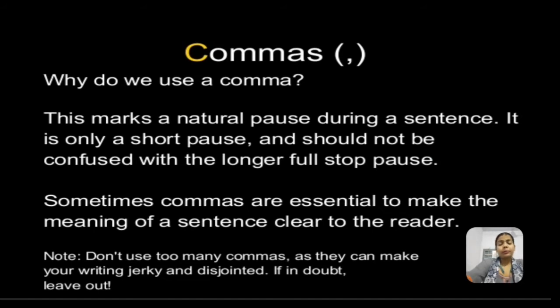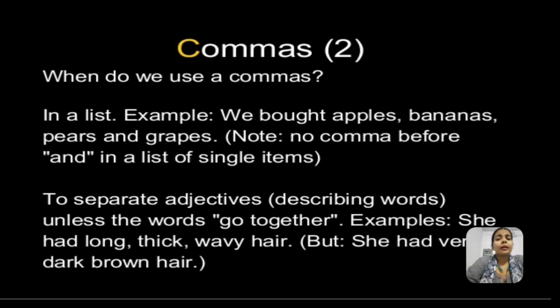So, the comma represents the shortest pause. It is used to separate a series of words of the same parts of speech. Now understand, when do we use a comma? In a list. For example, we bought apples, bananas, pears and grapes. Note here, no comma before 'and' in a list of single items.